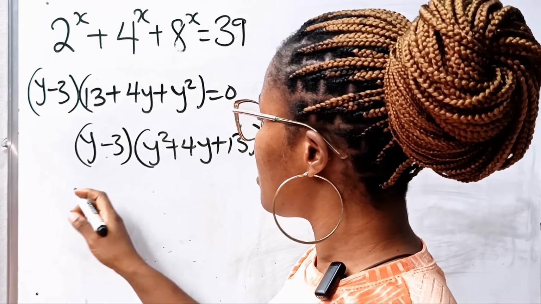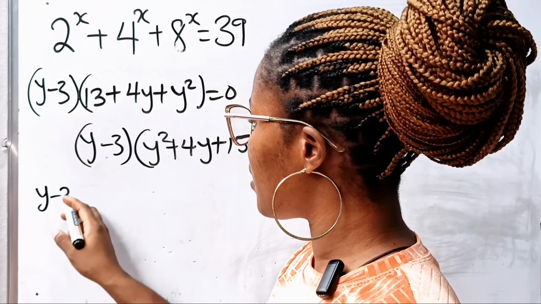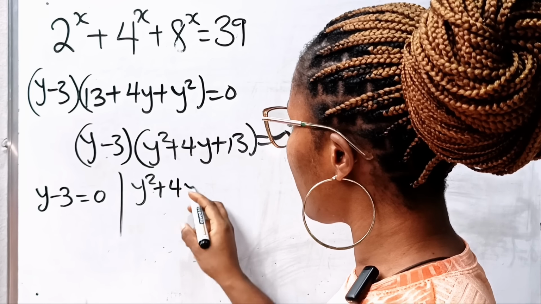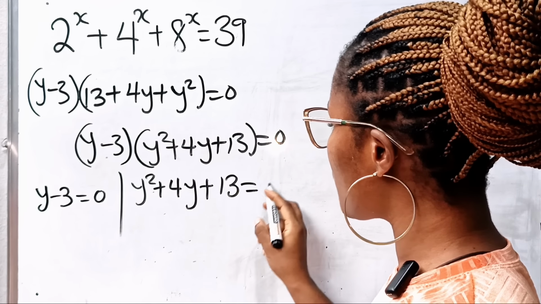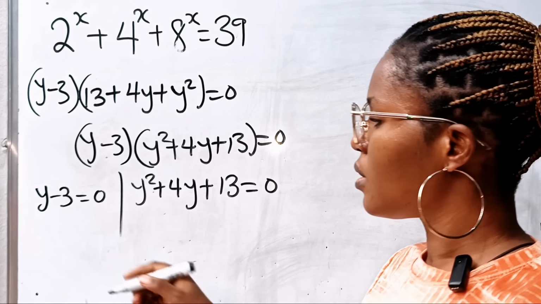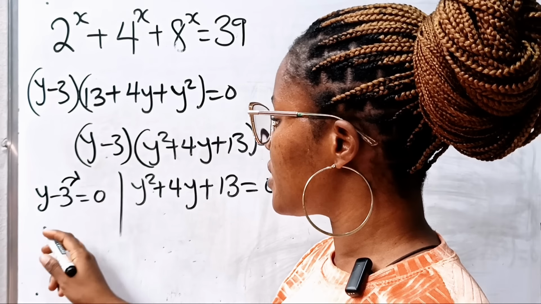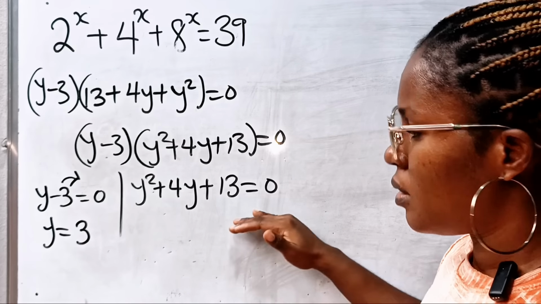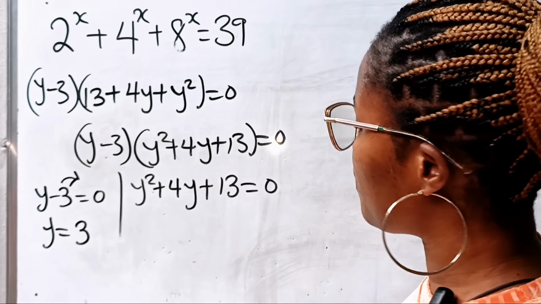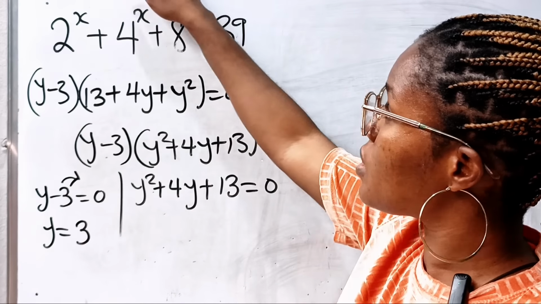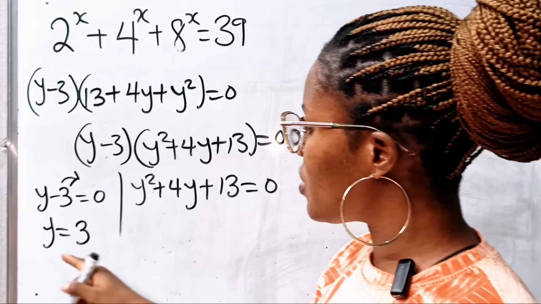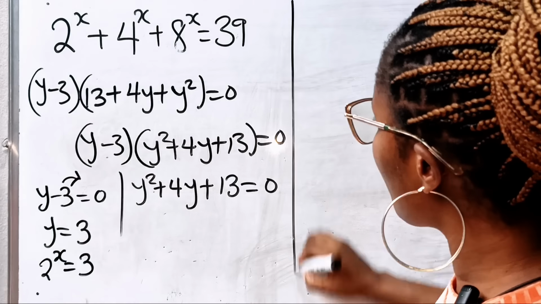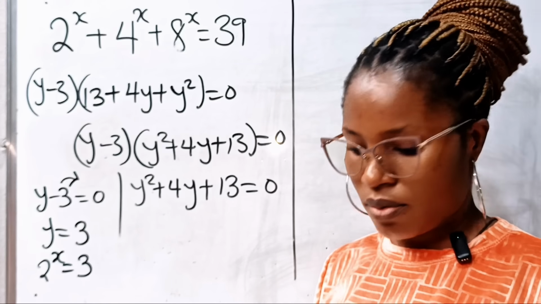So if you look at this, from here we can say that y minus 3 is equal to 0, and that y squared plus 4y plus 13 is also equal to 0. From this side, we have y is equal to 3. Now remember that y is equal to 2 to the power of x. That means you can write this as 2 to the power of x is equal to 3. Now you can see that x is our power, right?